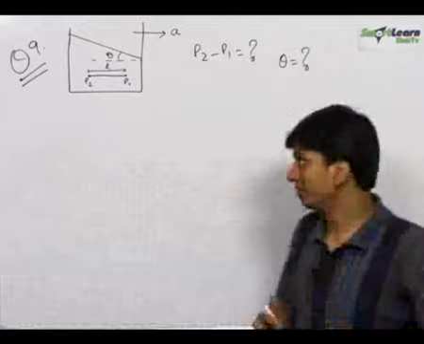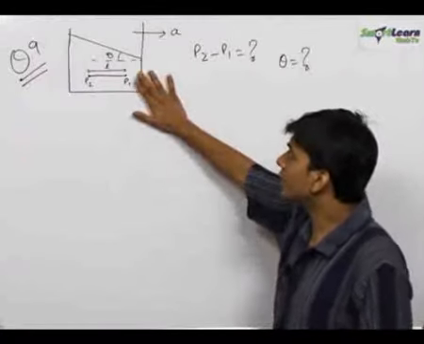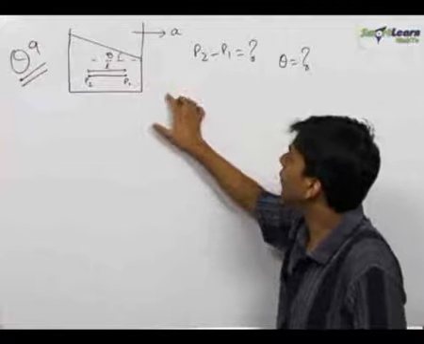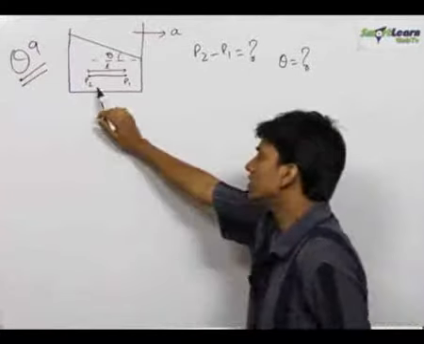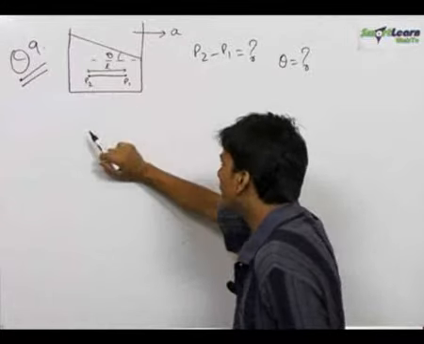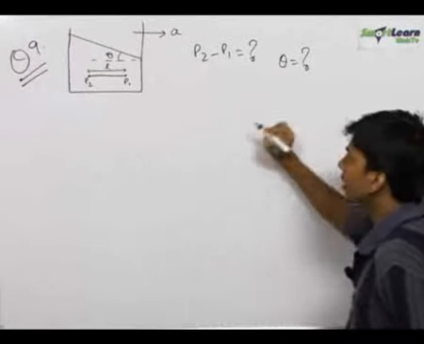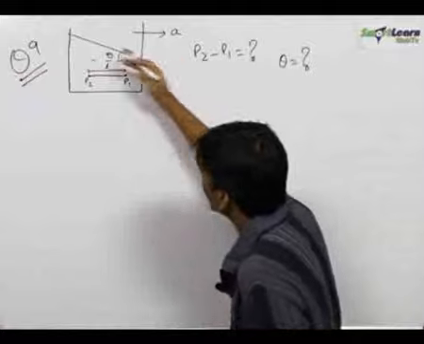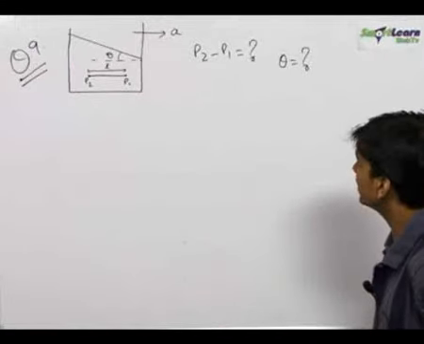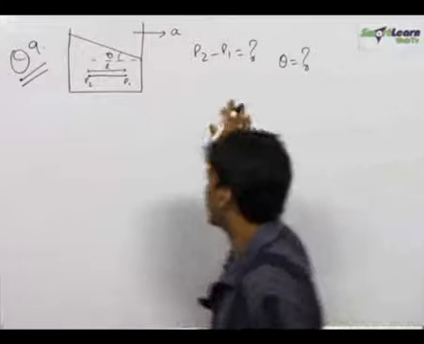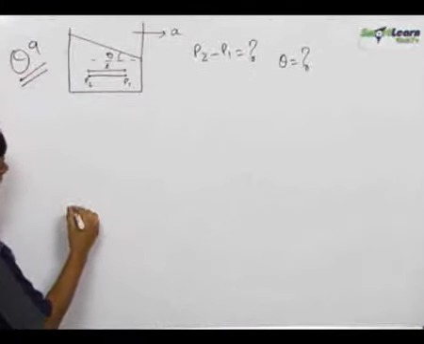Here's an important question. We have this liquid of water in a jar which is accelerating in the right direction with an acceleration a. We need to find out the difference in pressures at P2 and P1, and we also need to find out this angle of inclination of this water surface, that is theta. So for solving this question, we first try to find out theta.